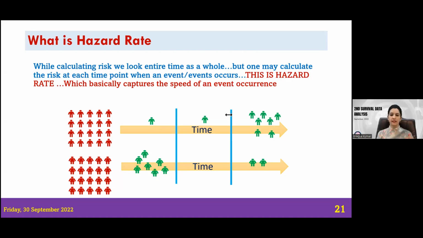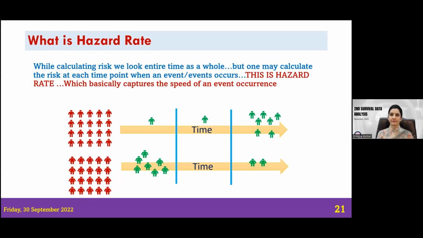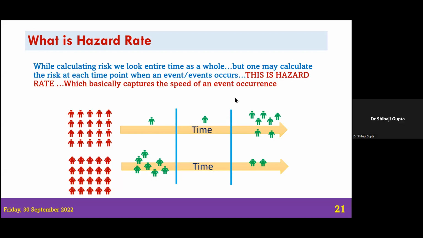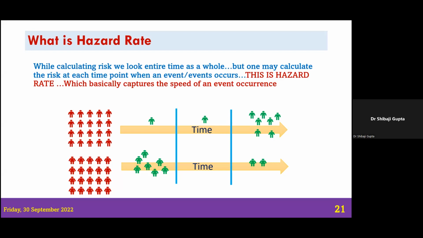Okay, so any more questions before we go further? Madam, I just need to clarify one thing. Yes, Dr. Shivaji? At the beginning of today's session, it was said that hazard ratio is time dependent odds ratio. Yes. But is it only for Cox that this ratio remains constant?